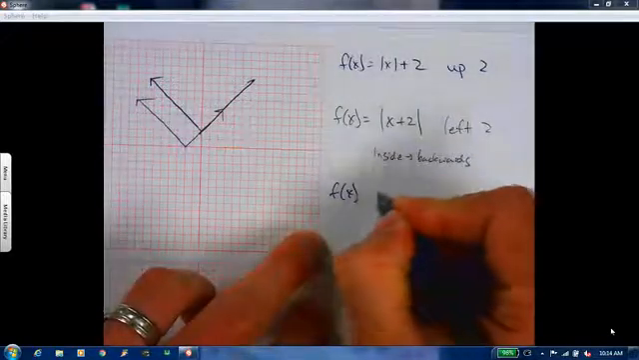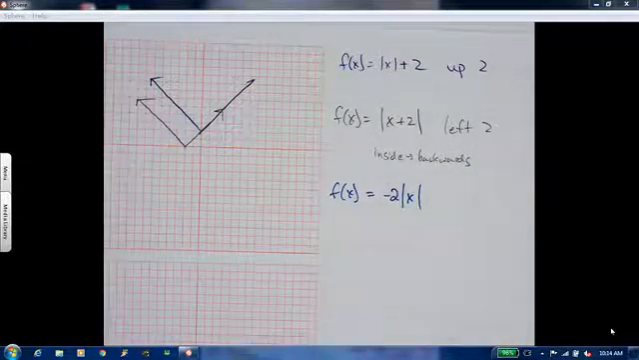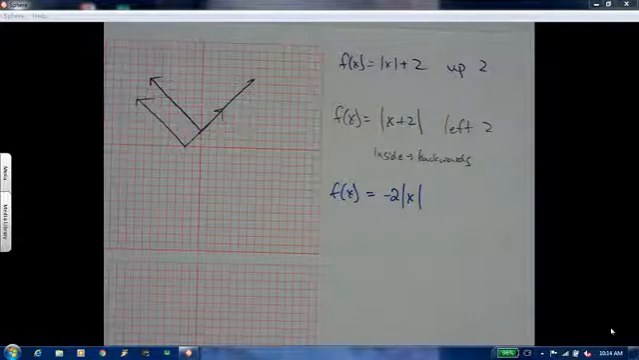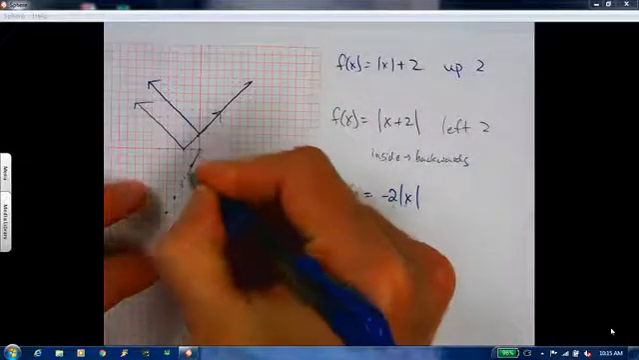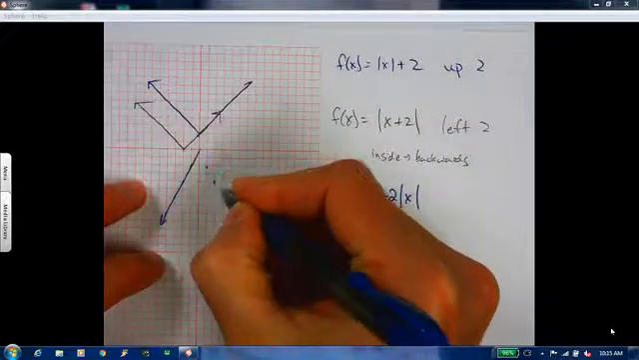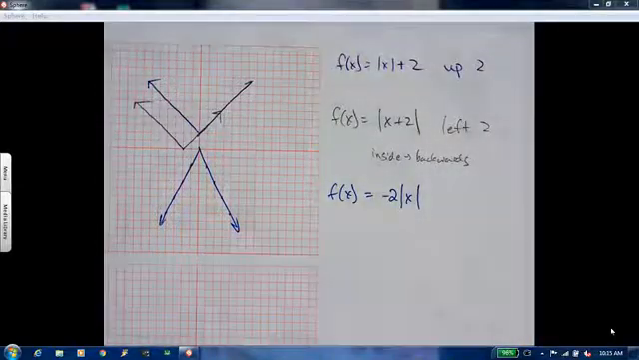Absolute value of x equals negative 2 times absolute value of x. So what does a negative do on the outside? Makes it go down, and the 2 stretches it down, so now your slope is not 1, but your slope is 2. So it's going to be steeper. It's been stretched down, or you think of it as skinnier, but it's really steeper.